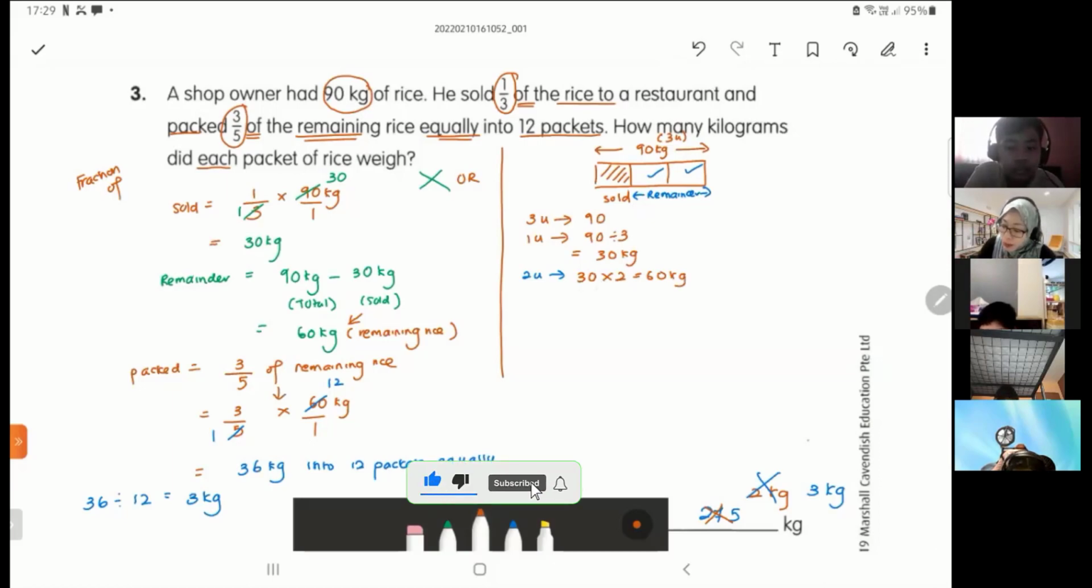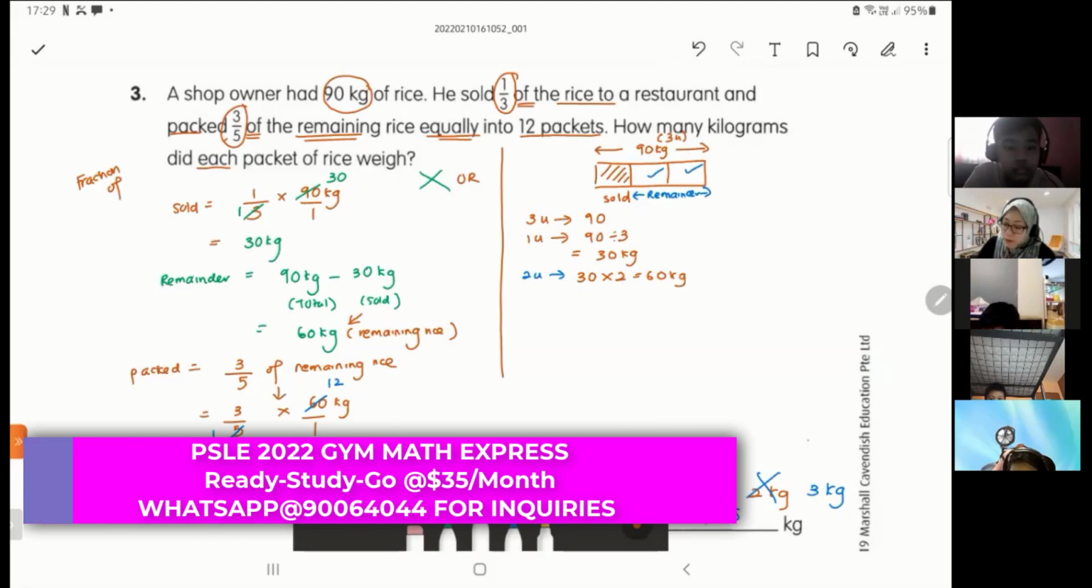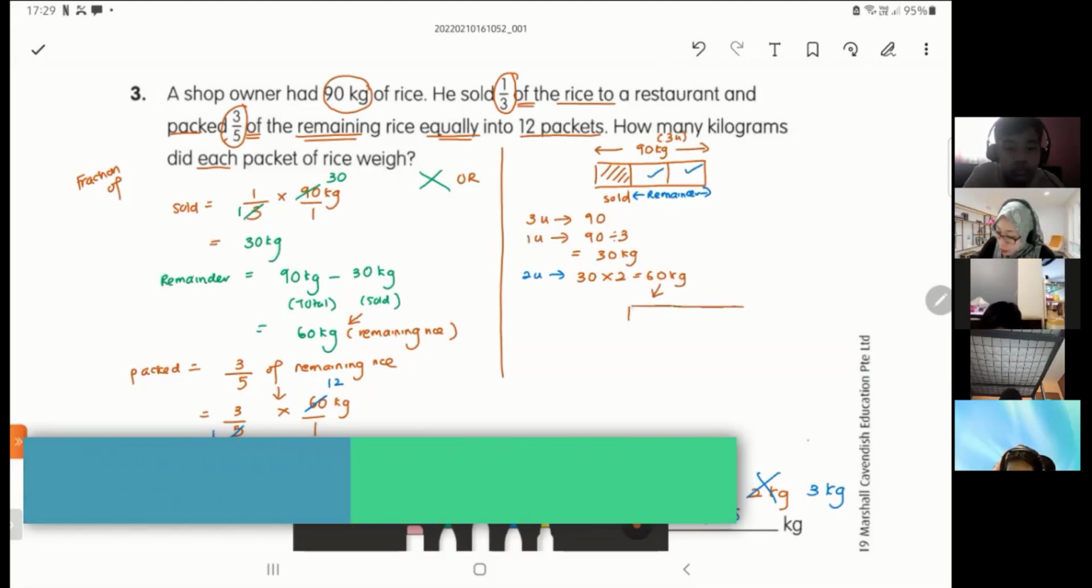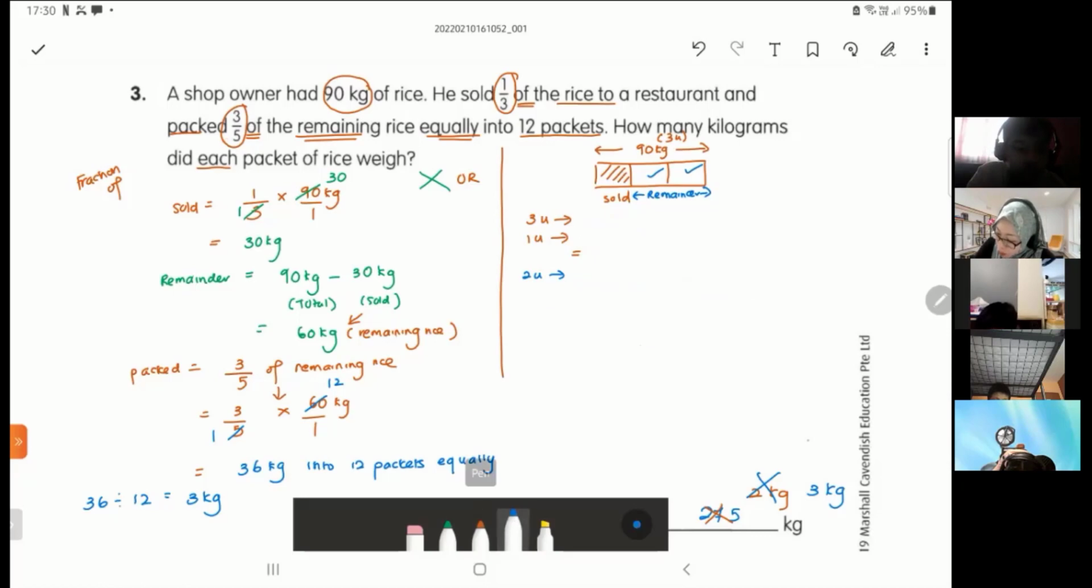But I do not want my remainder as a whole because not everything is packed. Only 3/5 was packed. So for this remainder, what I can do is redraw another model. This is my remainder. I pack it up into 3/5 only. 1, 2, 3, 4, 5. Only 3 parts were packed. Okay, and I know that the whole thing here is 60 kg.